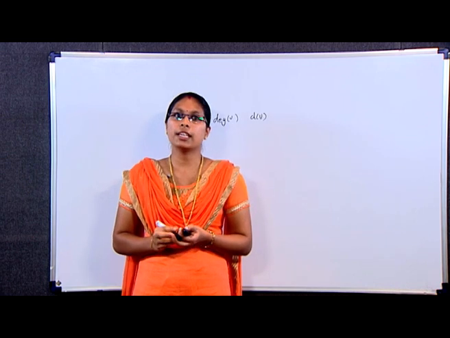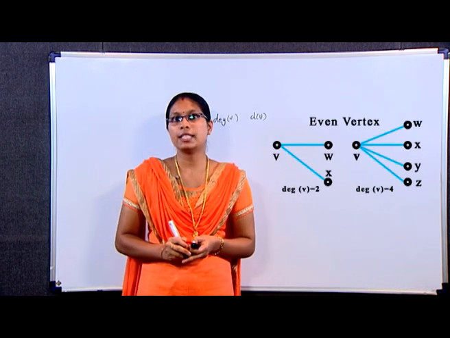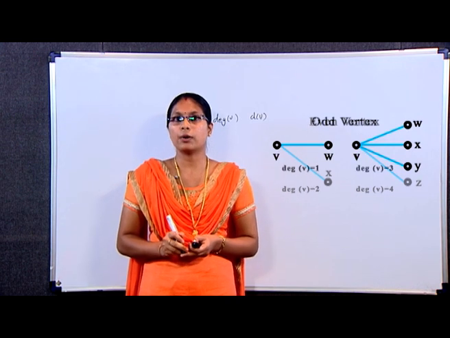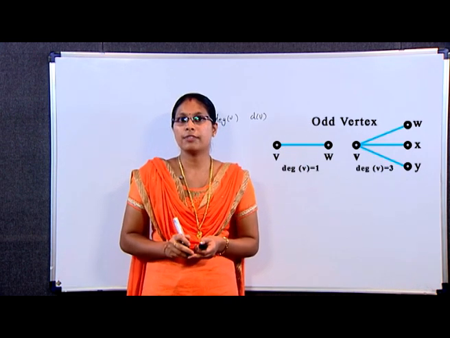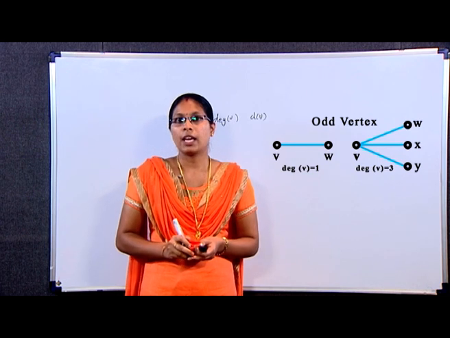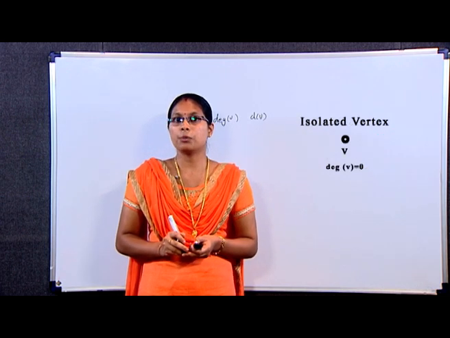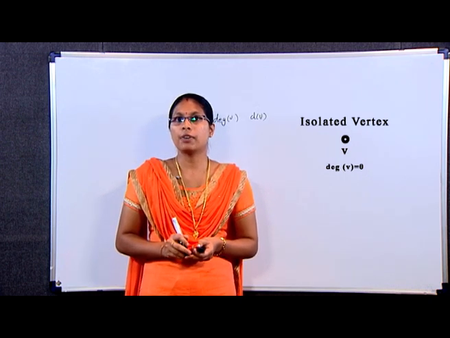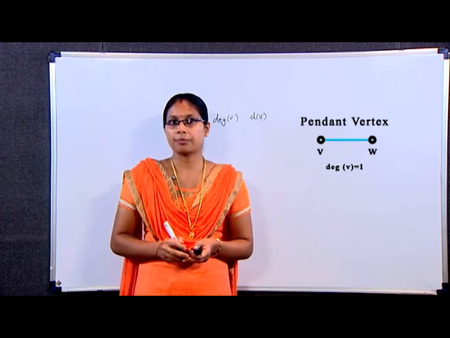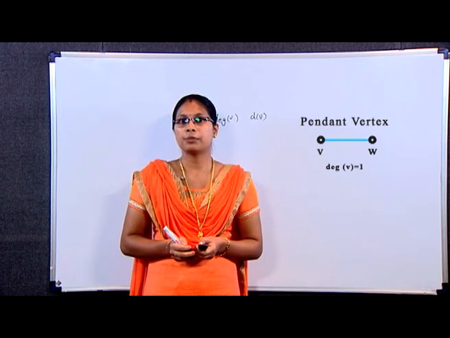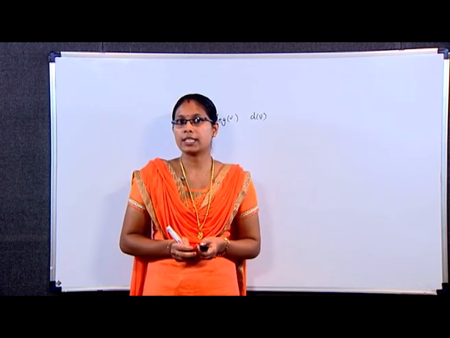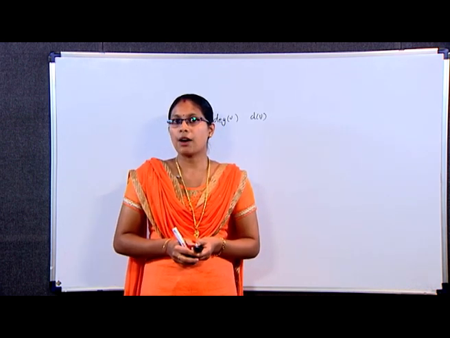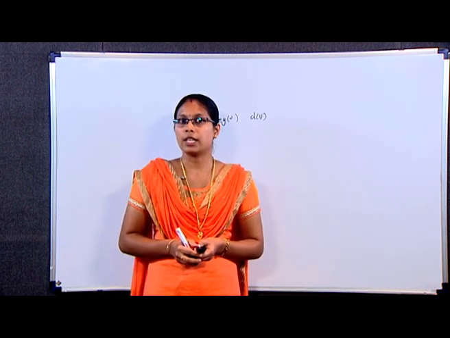If degree of V is an even number, then V is said to be an even vertex, and if degree of V is an odd number, then the vertex V is an odd vertex. A vertex of degree 0 is said to be an isolated vertex. A vertex of degree 1 is called a pendant vertex. For calculating the degree of a vertex, each loop is counted twice. An empty graph is a graph in which all vertices are isolated.